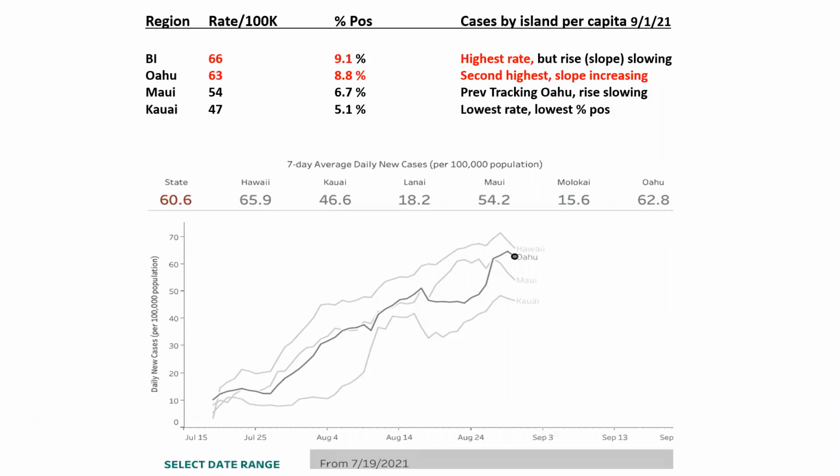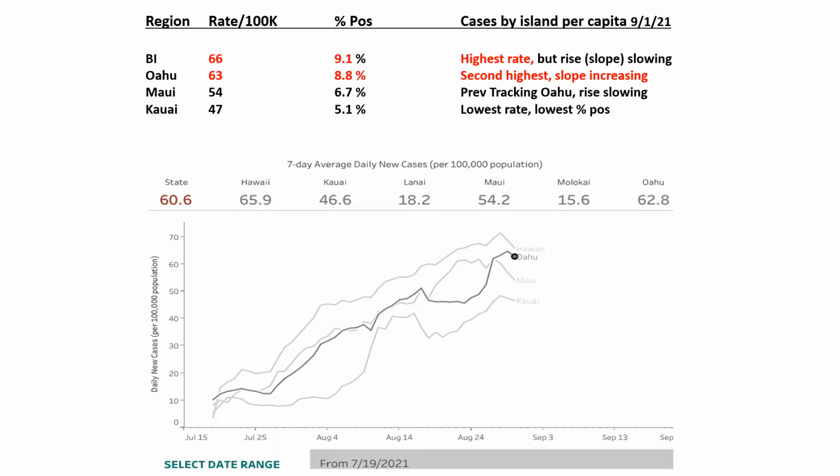So cases. This graph on the bottom is cases per capita by island. So if you're wondering how we are doing, adjusted for our population, this graph is it. On the graph, this is the past 6 weeks. You can see Big Island is on the top, has the most cases per capita. However, there's a little bit of leveling off recently. Oahu and Maui were tracking the same, second highest. But recently, Oahu just increased the slope up. So Oahu is the second highest now and looks like closing a gap with the Big Island.